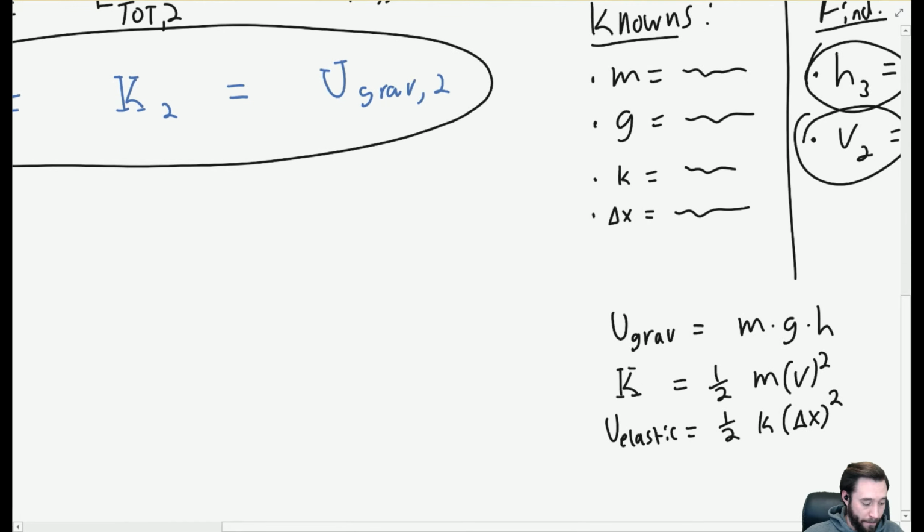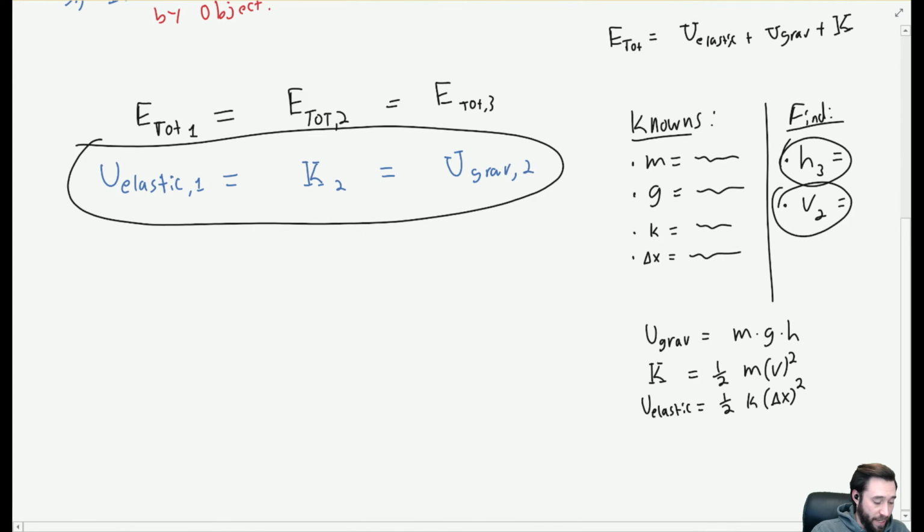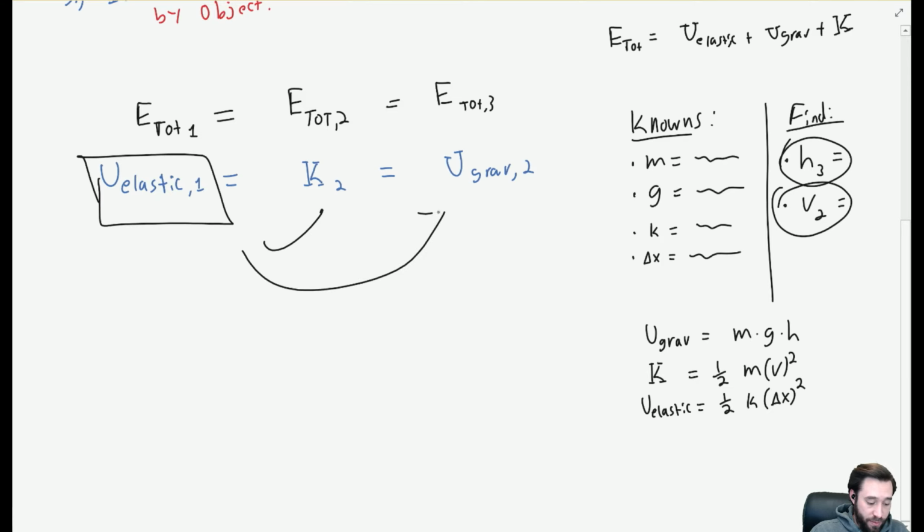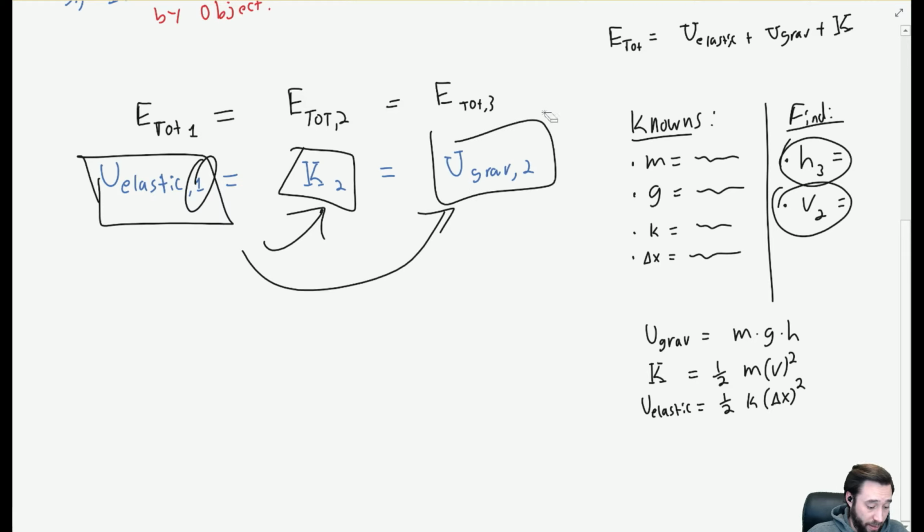Okay. So we're going to use U elastic, and then either one of these, because they're all equal to each other, it doesn't matter which one I start with. So I'm going to set U elastic at state 1 equal to either kinetic at state 2 or gravitational at, that should be state 3. Gravitational state 3, sorry.